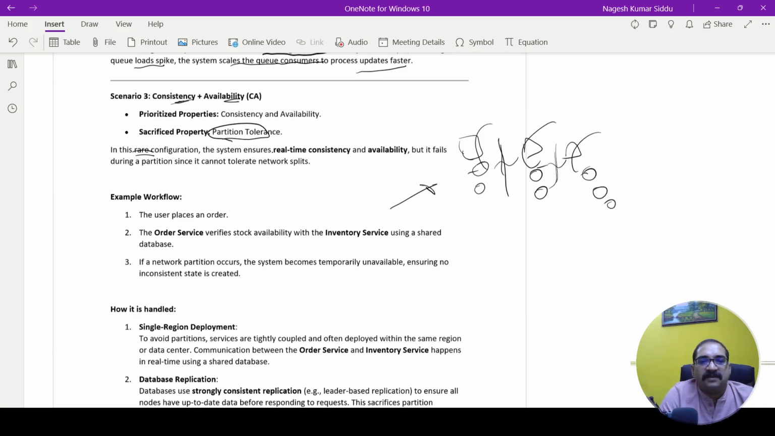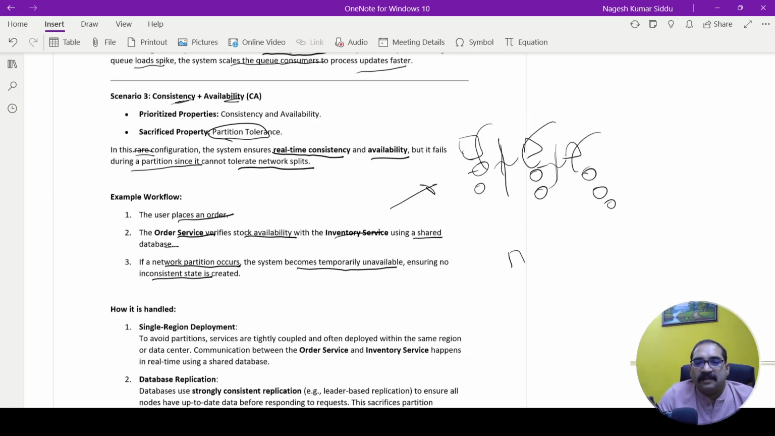The system ensures real-time consistency and availability, but it fails during a partition since it cannot tolerate network splits. Let's take the same example. A user places an order. The order service verifies stock availability with the inventory service using a shared database. So here is the technique. If a network partition occurs, the system becomes temporarily unavailable, ensuring no inconsistent state is created.